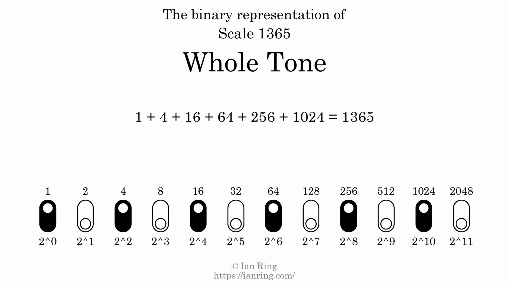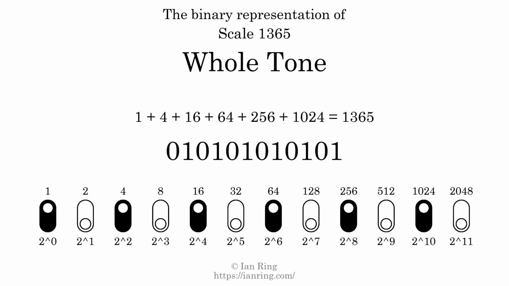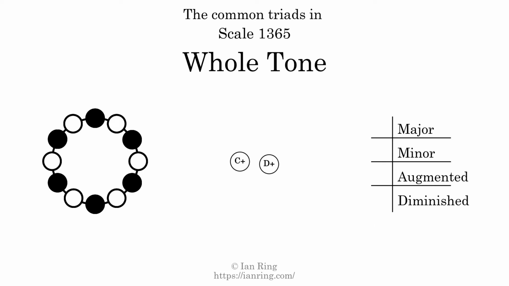1365. The scale number not only enumerates the scale with a unique index, but it also literally describes the tonal content of the scale. Represented as a binary number in base 2, the scale number is 010101010101. Here are the common triads present in this scale.